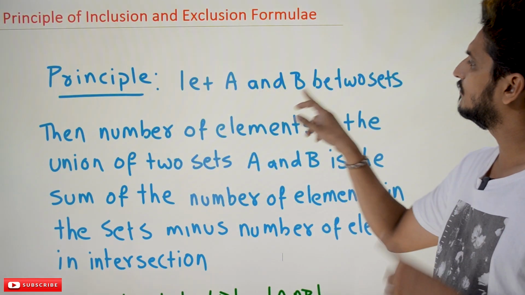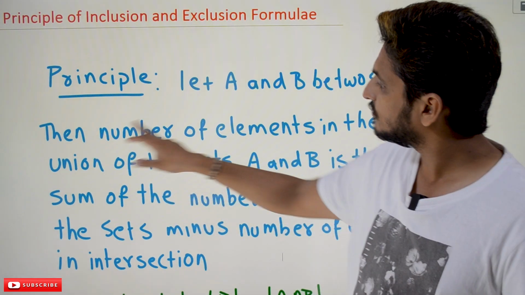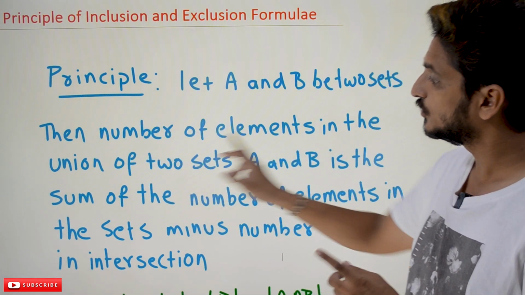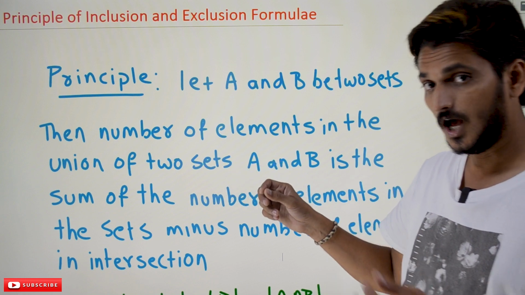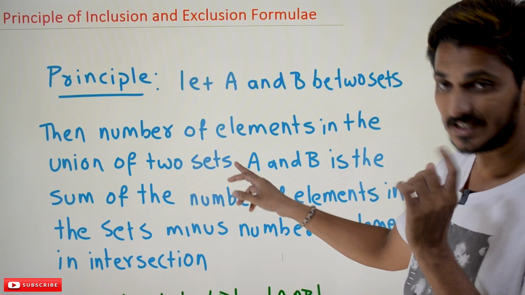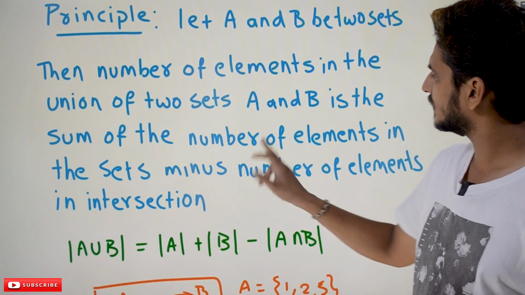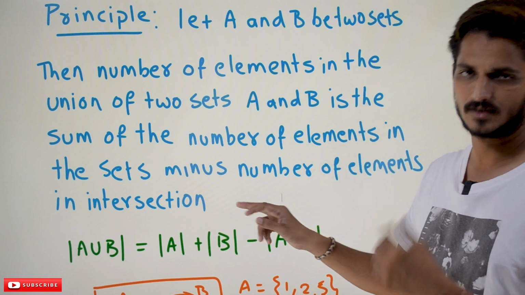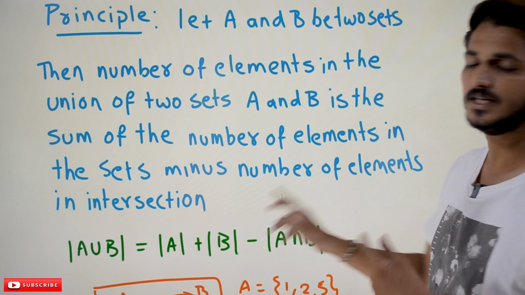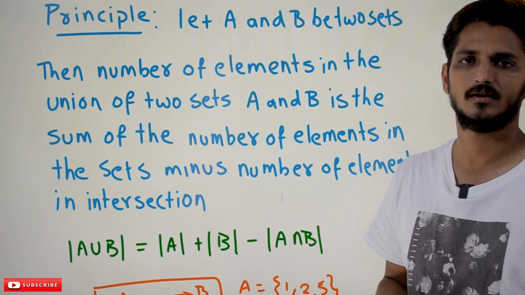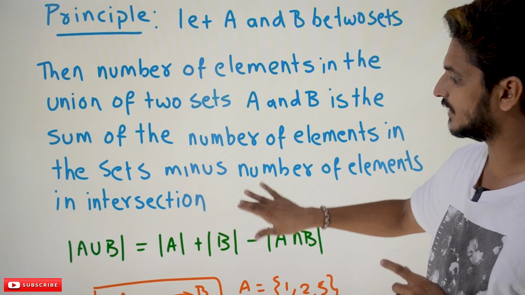Let A and B be two sets. The number of elements in the union of these two sets is given as the sum of the number of elements in the sets minus the number of elements in the intersection. Anyhow, with an example, you are going to understand the formula better.